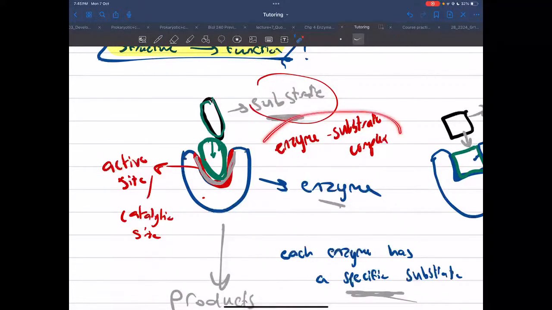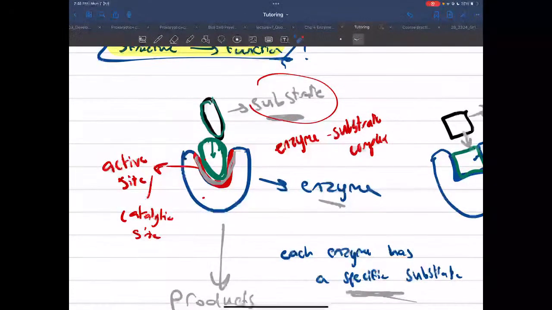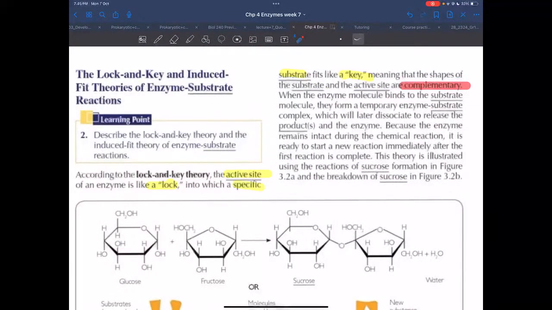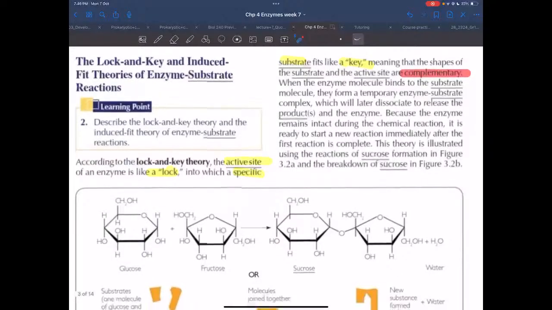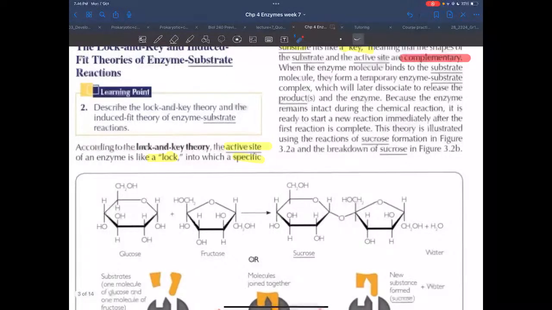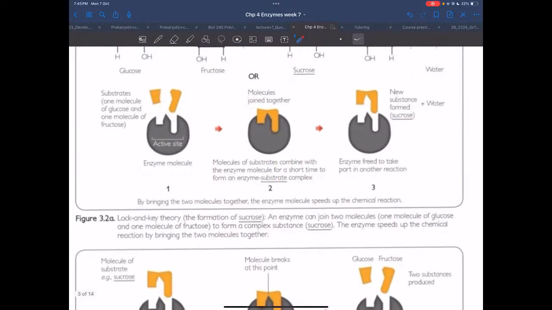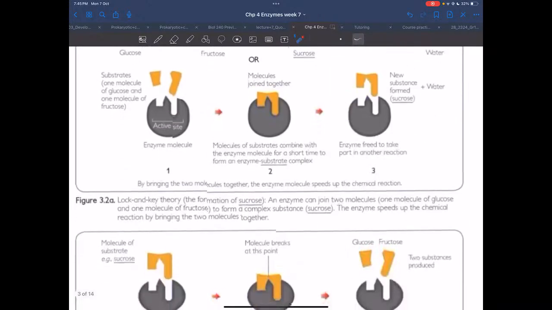After they bind to each other for a temporary period of time, their action is completed and the products are released. And look, as we said, the enzyme remains intact. Why does it remain intact? We said because enzymes do not get used up in a reaction. Why? Because they are biological catalysts. That's basically the lock and key theory model. So the lock is the enzyme, the key is the substrate, and they are complementary to each other. And here is just an example of how this works.